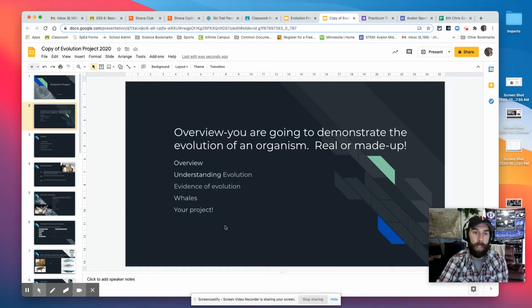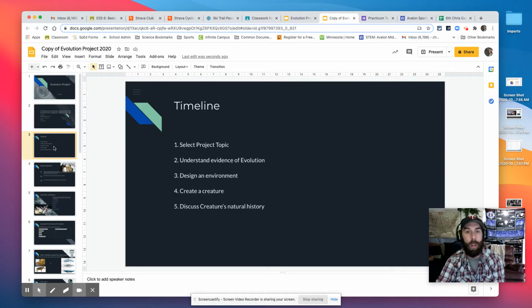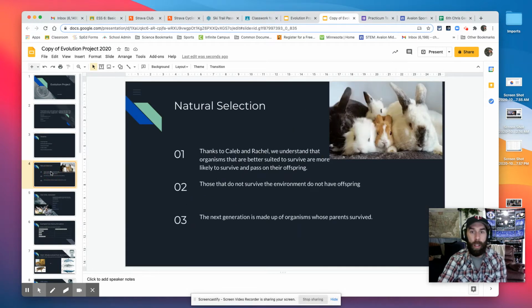But basically, this is what you're going to do. You're going to start off by trying to understand evolution, what the evidence is. You're going to look at whales specifically, then get into your project. So this is kind of the timeline overview here.